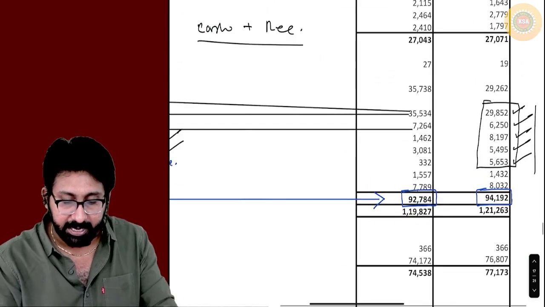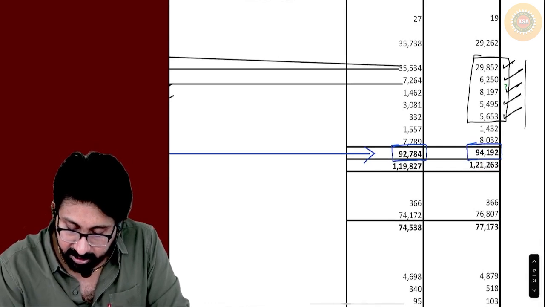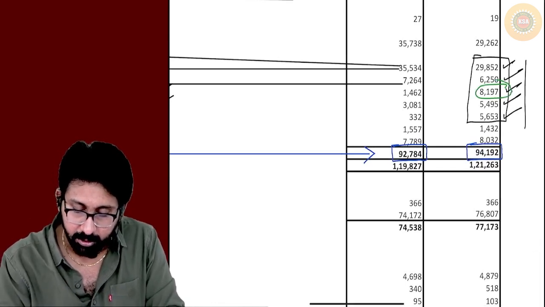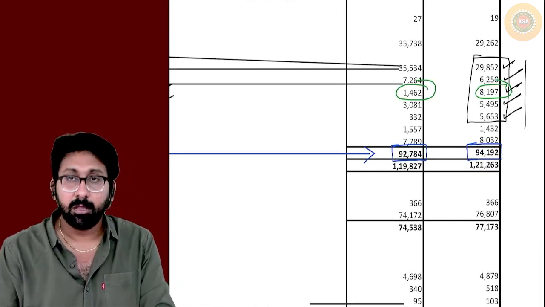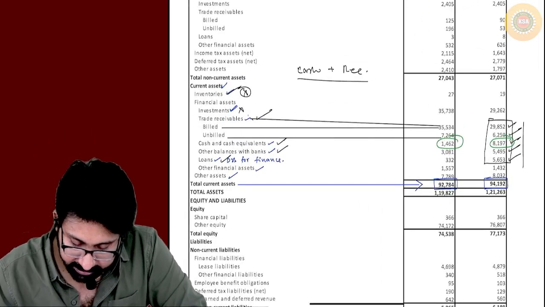Who is the biggest villain on the assets side? Previously how much is it? Now how much is it? A 7,000 difference has come just on that or not? Next.